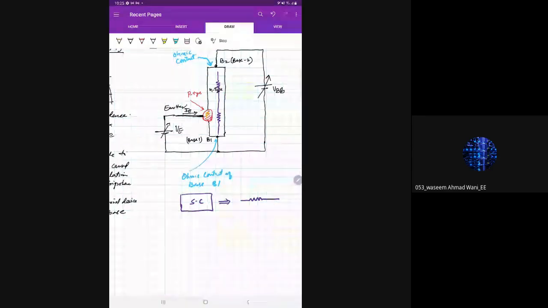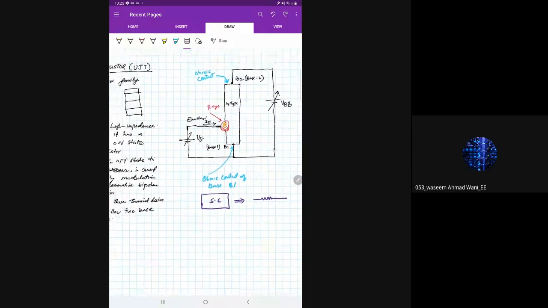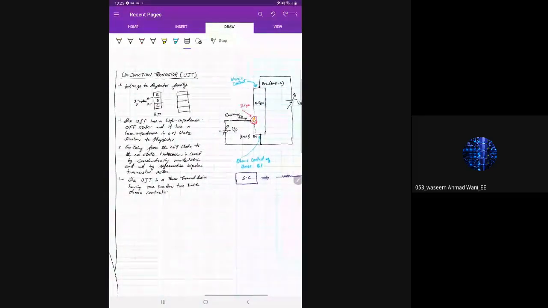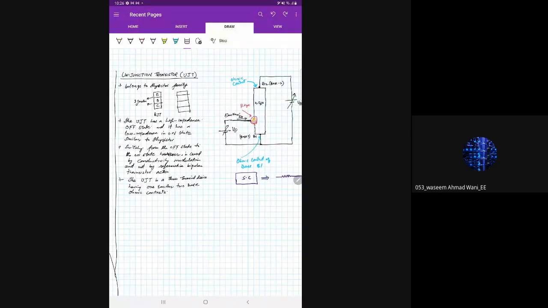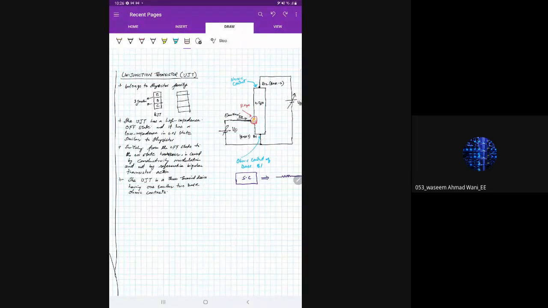So we have a semiconductor bar here. We are assuming that this bar is our semiconductor resistor. For this diagram, please remember that the UJT is a three-terminal device having one emitter and two base ohmic contacts. One is base B1, another is base B2.